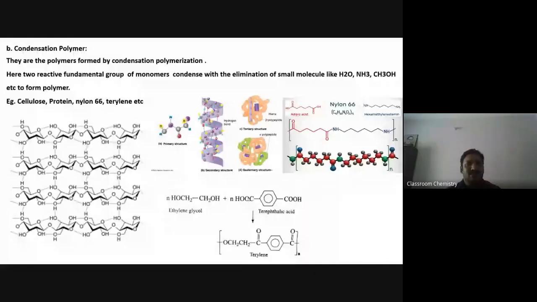Then in the last lecture we saw that based on general physical properties, the organic polymers are classified into three groups: elastomer, thermoset, thermoplastic. So we have to see elastomers. Elastomers, it is what? Rubber or rubber-like polymer.